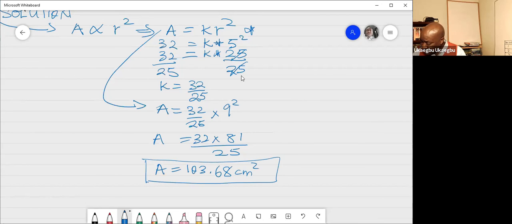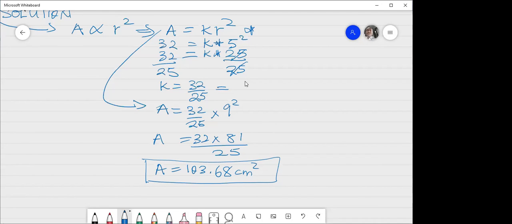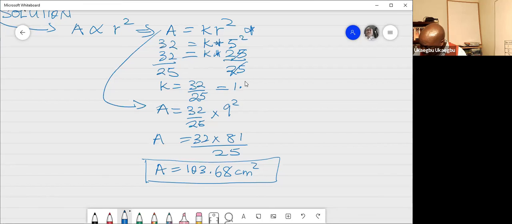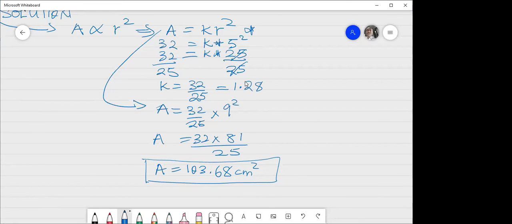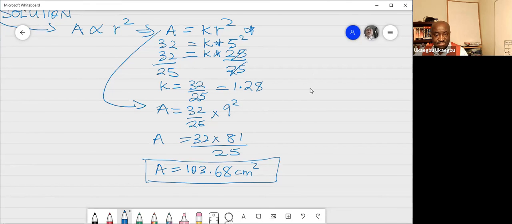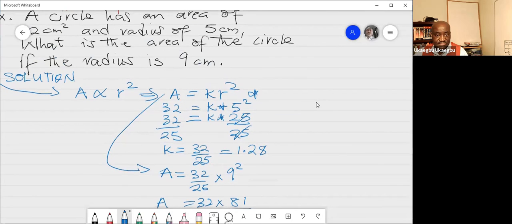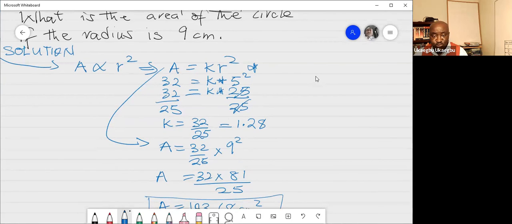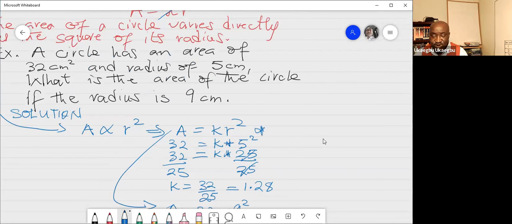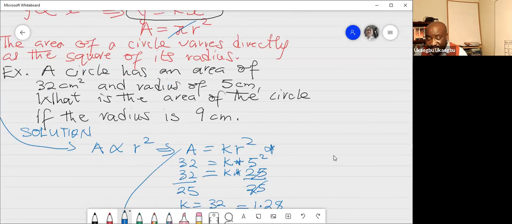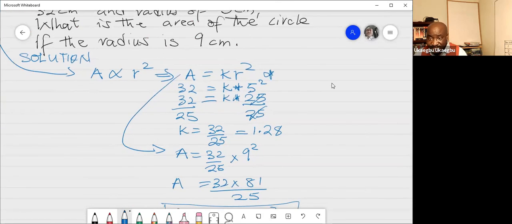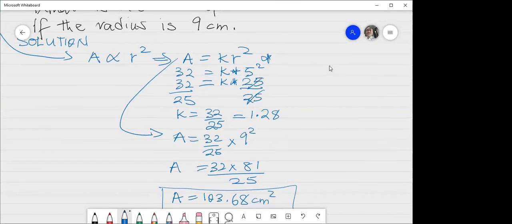Meanwhile, in terms of decimal, what is 32 divided by 25? Just do 32 divided by 25. 1.28. So as far as this problem is concerned, our pi is 1.28. Our pi is not 3.14 as far as this problem is concerned. Am I making sense? Yes. All right, thank you.